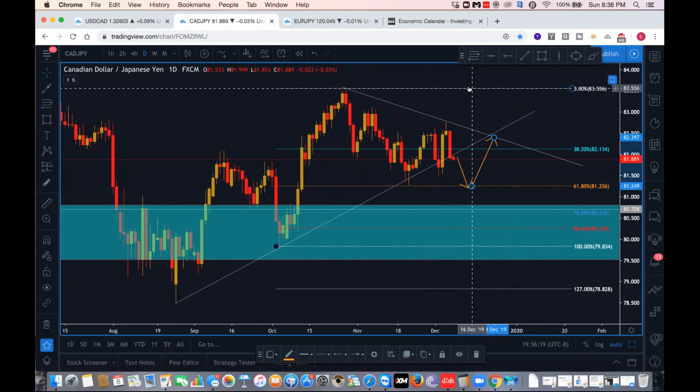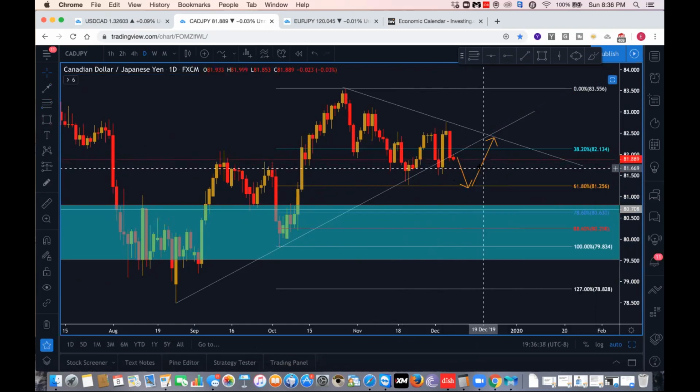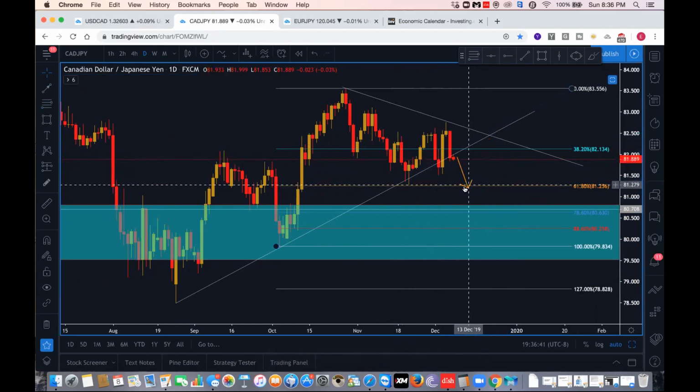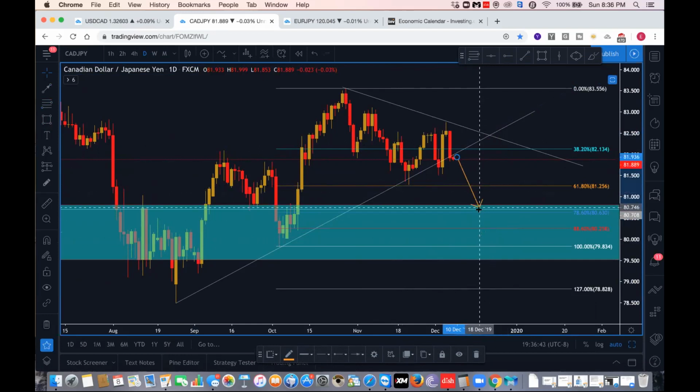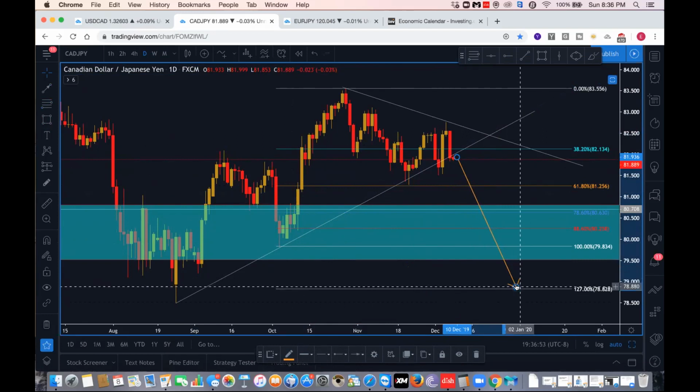So, let me see. Yeah, pretty much that's CAD JPY. It's pretty simple. Look for price to possibly push down. If it pushes down, let's say, for example, price breaks below this, bullish structure is still kind of valid. Even if it breaks below 61.8 and pushes down to this level, bullish structure is still valid, as long as price doesn't take out those lows and break back below this, then we're still bullish.